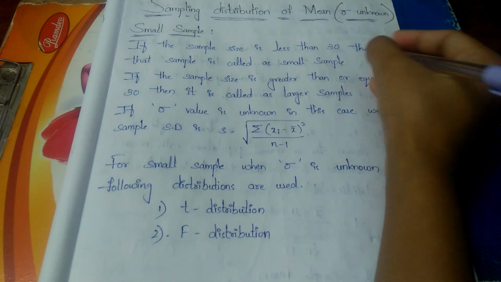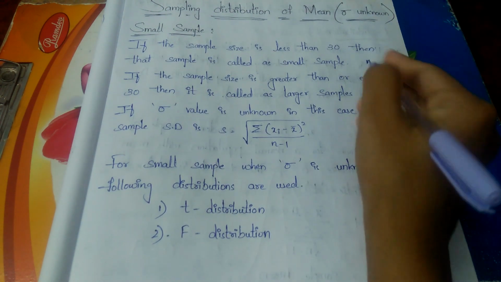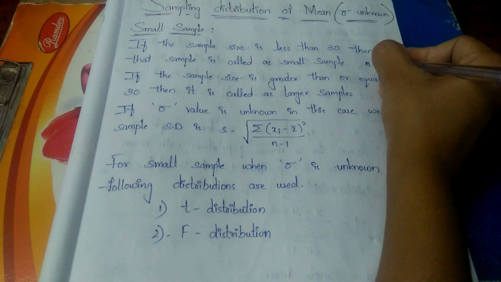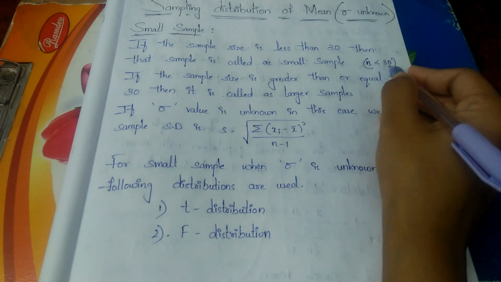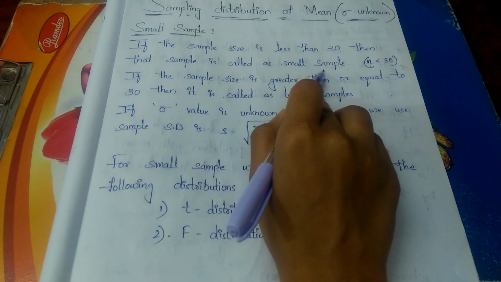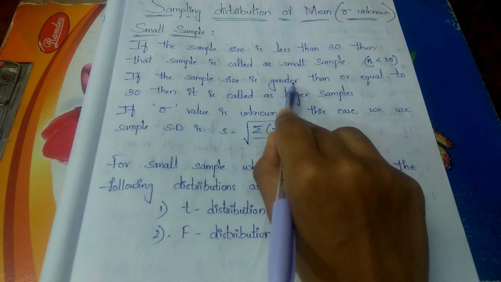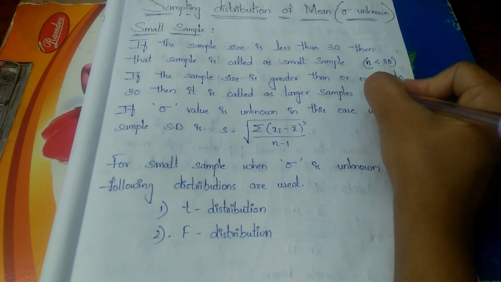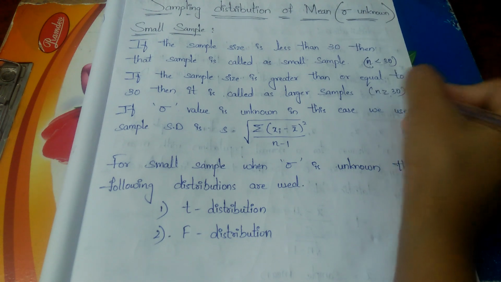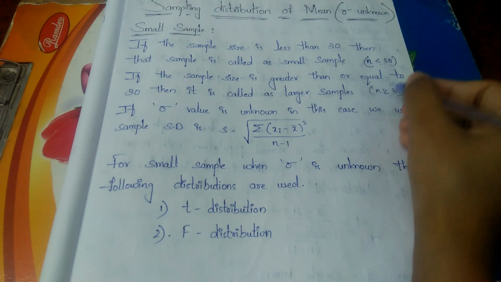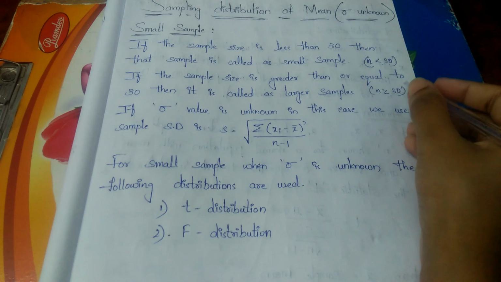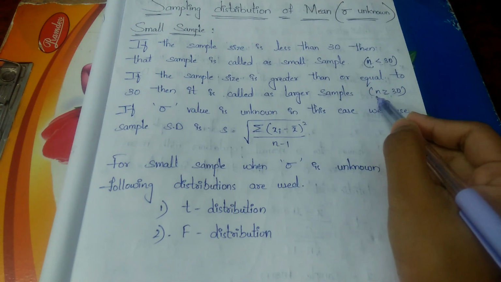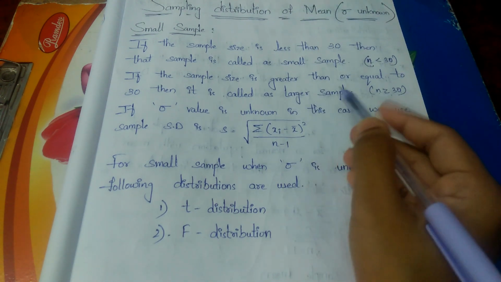Sample size is denoted with a small n, and if this sample size is less than 30, nothing but n is less than 30, then the sample is called a small sample, and if the sample size is greater than or equal to 30, then it is called a large sample. So n greater than or equal to 30. We can also take n less than or equal to 30, and as n greater than 30, there is no difference, but if n is less than 30, then it is called a small sample, and if n is greater than 30, then it is called a large sample.